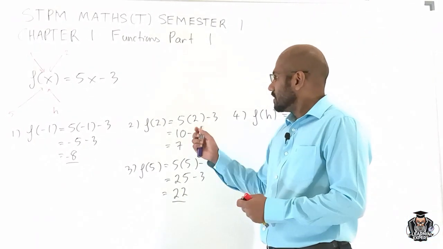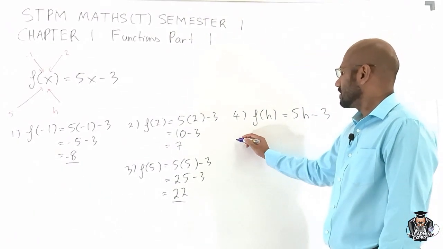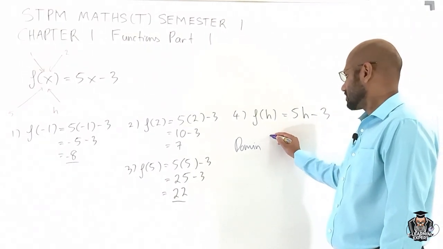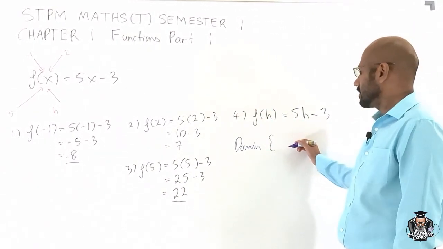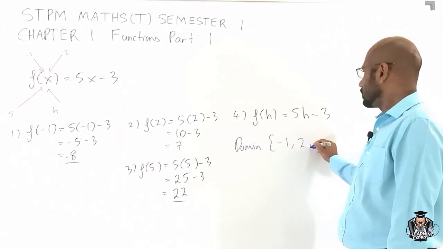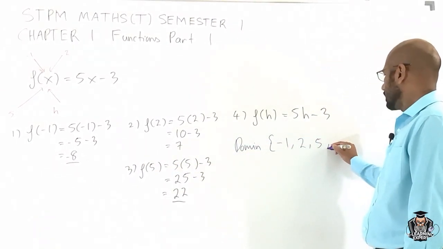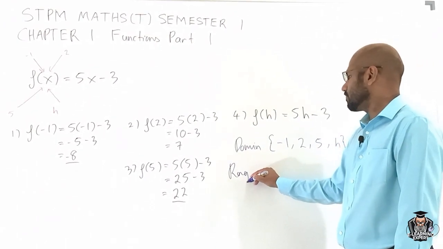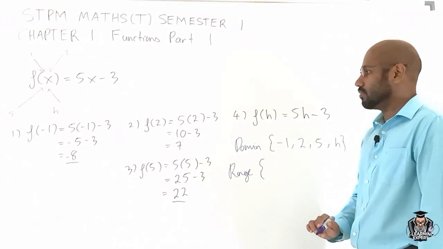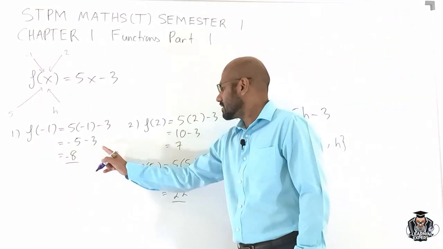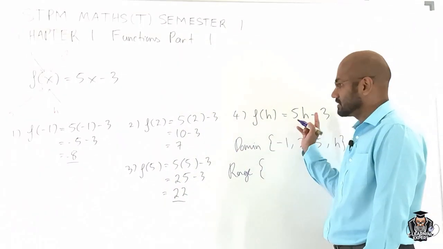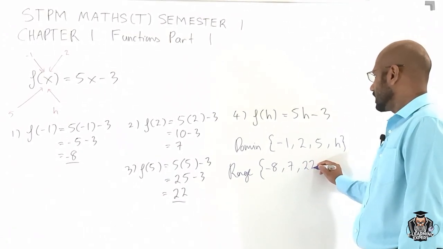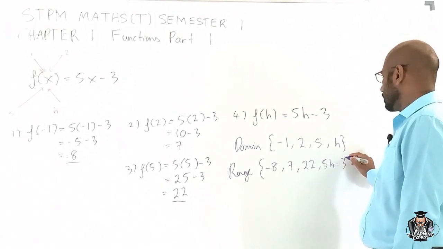So in this example over here, guys, the domain was all the input. So we have a domain as -1, 2, 5, and we also have h. Now the range was the corresponding output from the domain. That means the range were all these numbers that came out, or the expression itself. So we have -8, 7, 22, and 5h minus 3.